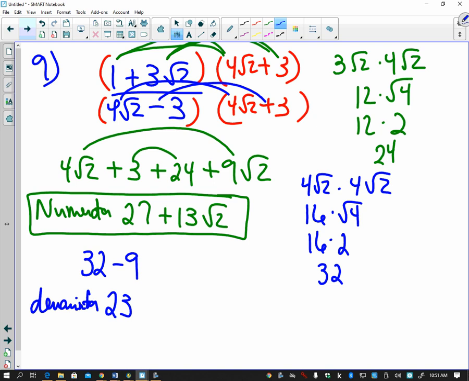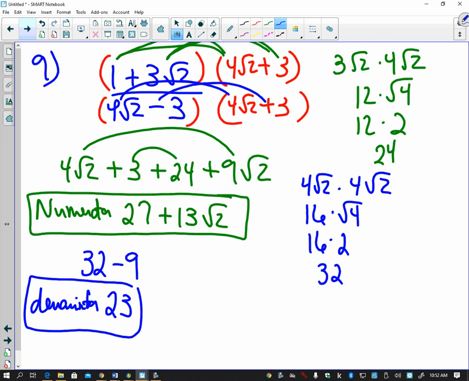You're confused? All right, 32 minus 9, because 4 radical 2 times 4 radical 2 was 32, right? Negative 3 times 3 is 9. This number alone is my denominator.